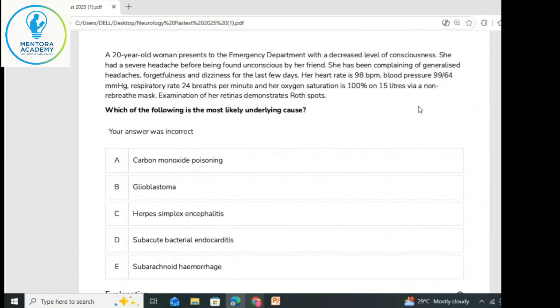She's hypoxic. Do you think one of those causes hypoxia? No, sir, not at all. Right. I would like to go with A, sir, carbon monoxide poisoning. Final. Okay. Yes. So this young lady has come with decreased level of consciousness.